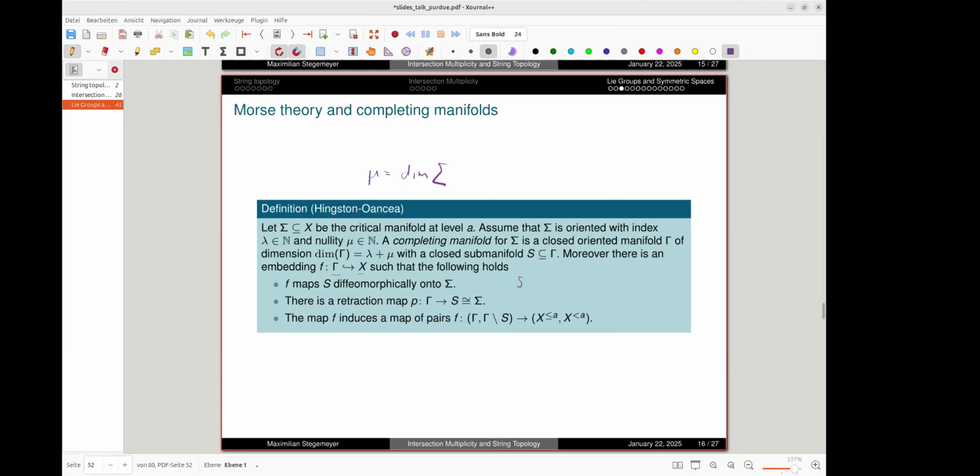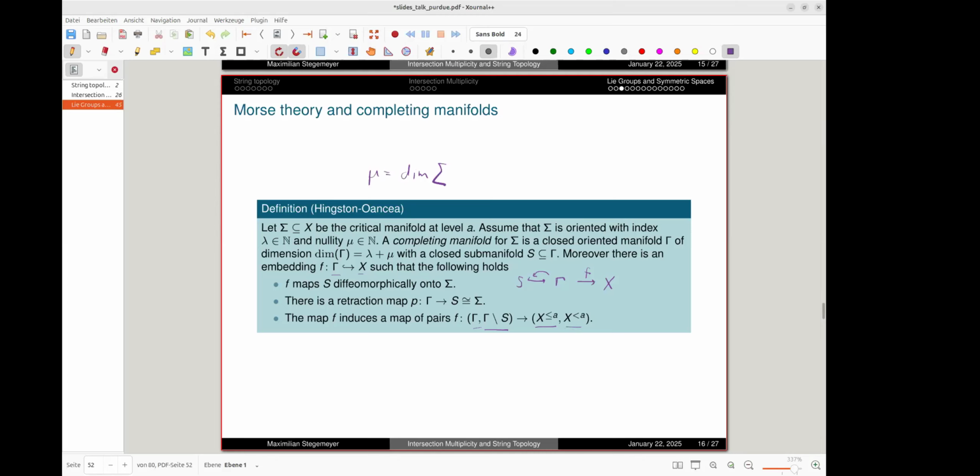What do I mean by this? S is a submanifold of gamma. If you look at this composition, S goes to gamma, and then via F we go into the Hilbert manifold. Then we map S via this composition diffeomorphically onto the critical manifold. Then we have a retraction, P, which is usually a fiber bundle, and S is a section of this fiber bundle. Then gamma maps into the sublevel set, and everything which is not in S maps to X less than A. We should think about S as the critical manifold.